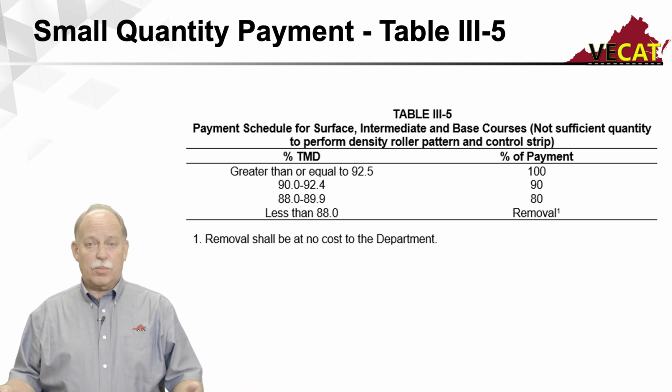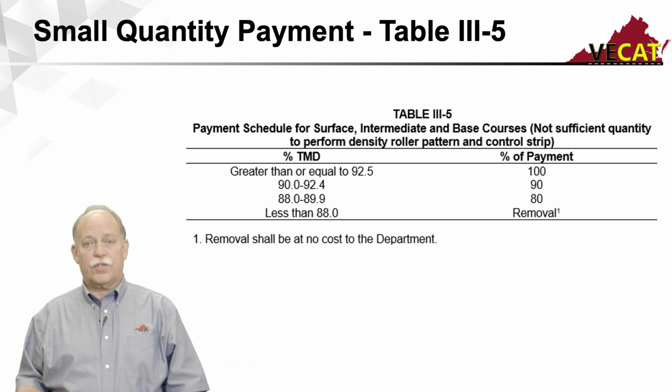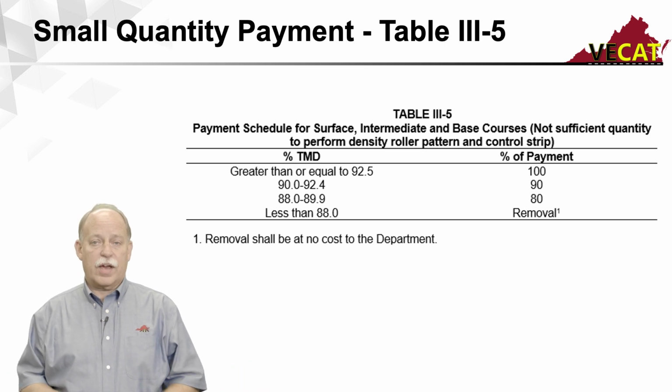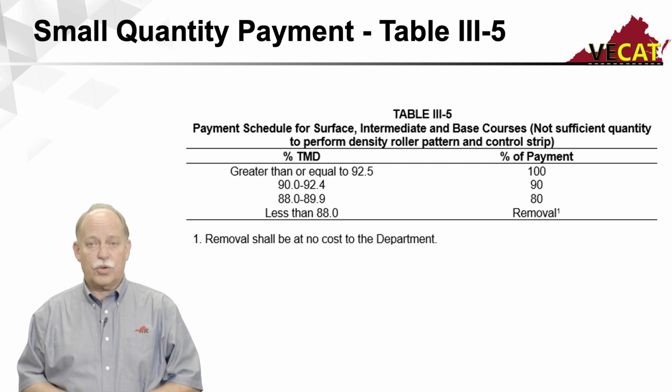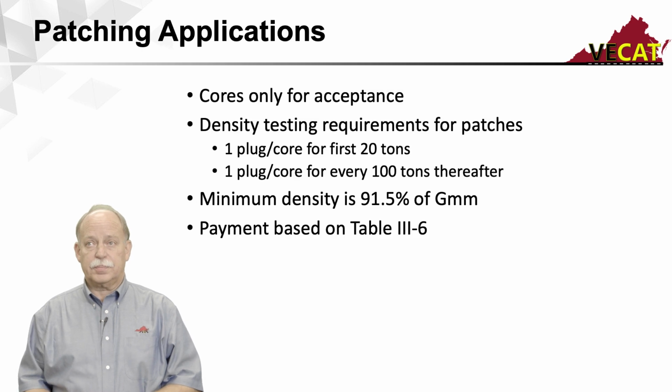So they have a pay table. You'll take those cores out. Again, you take one core in the first 500 feet, and you take another core every 1,000 feet thereafter. Those cores have to meet the requirements of this table, and that's how your pay is determined, or if it's severe enough and it's less than 88%, you'll actually have to remove it from the roadway. And that removal is at no cost to the department, so you get to do it again. So it's very critical that you ensure you get proper density, even if it's a small quantity paving operation.